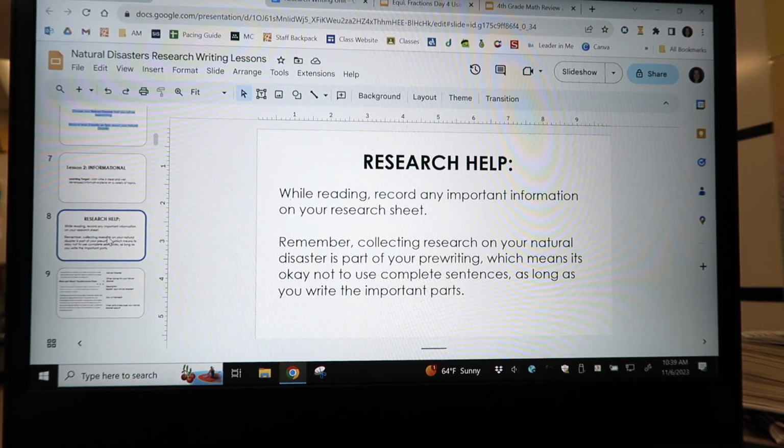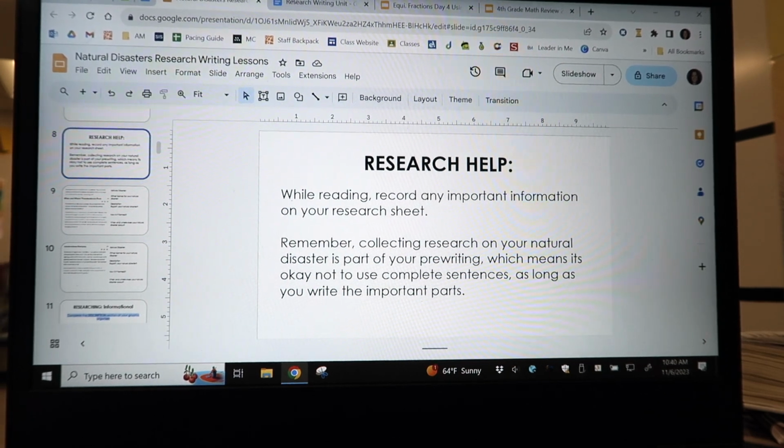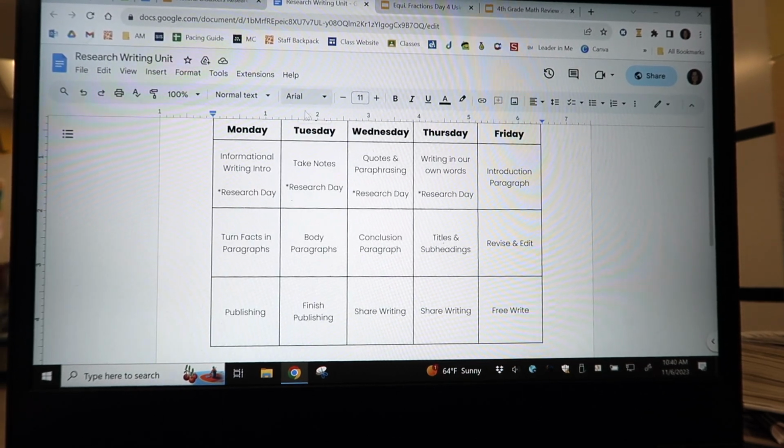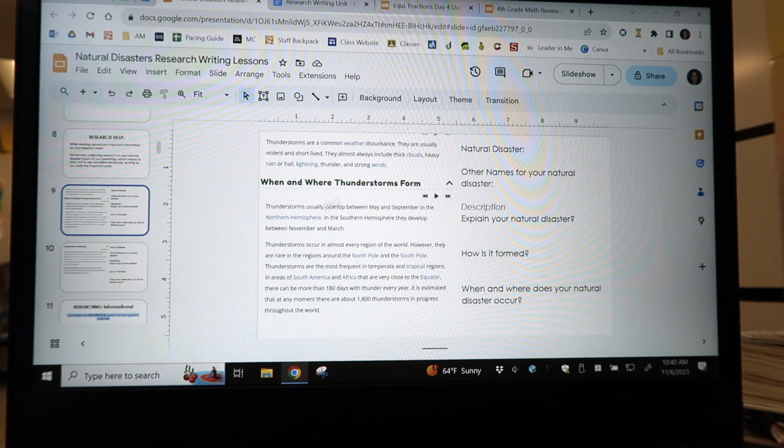So then we talk about, because this is my second day, taking notes. So I'm going to model how to take the article and use that to take notes, because a lot of them will just straight copy.